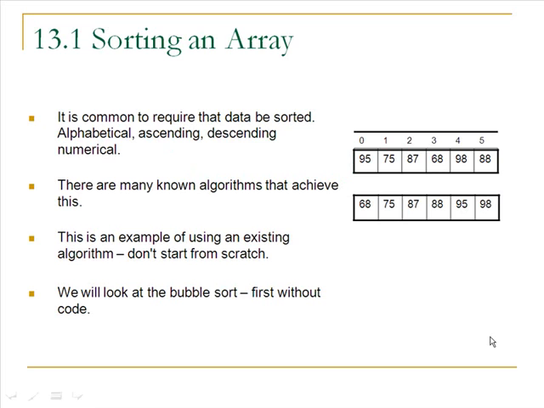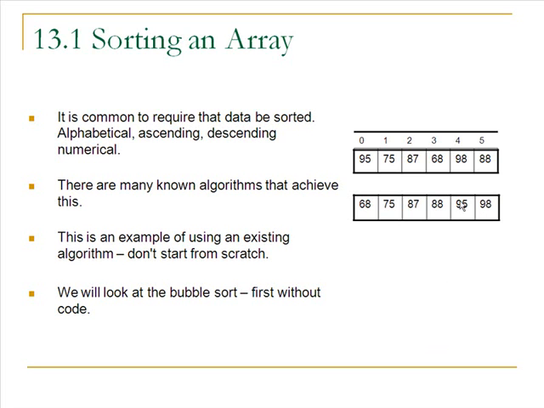It's very common that you would want to, in your programs, sort some data, and it might be that you want it sorted alphabetically or ascending order or descending order, some sort of numerical order. And there are many known algorithms for achieving this, and this is a fairly complicated problem, so you wouldn't be expected at this point to solve this problem from scratch. You would look at the existing algorithms and understand them. And the sorting algorithm that we're going to look at is called the bubble sort. And first we'll look at it without code.